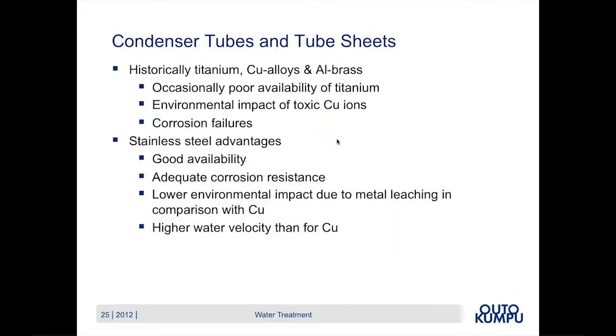Switching now to condenser tubes and tube sheets. Traditionally, we've seen titanium, copper alloys, and aluminium brass alloys being used. However, factors such as the inconsistent availability of titanium and the environmental debate about the release of copper ions into water, together with numerous reports of corrosion failures in those plants, has led to the increased usage of stainless steel. Clearly it's more readily available, it has a lower environmental impact than copper with regard to metal leaching, and, again compared with copper, is much harder. So there are virtually no limitations on water velocity.